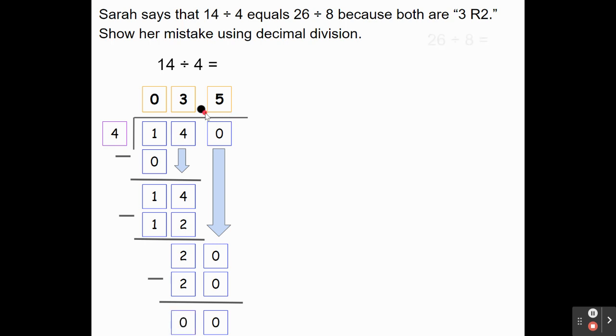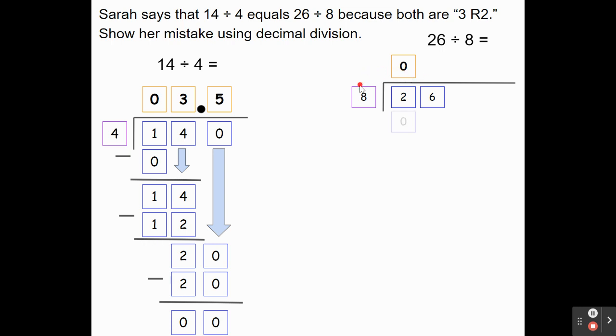Let's do the same to 26 divided by 8 to see if we get the same answer. Inside our division symbol, we're going to put 26, and on the outside, we're going to put 8. Let's first share that biggest place value, the tens place. There are 2 tens. Well, that first multiple of 8 is already 8. That's too big. We don't have 8 tens to share. So we're going to place a 0 in the tens place, showing we're going to give each group 0 tens.